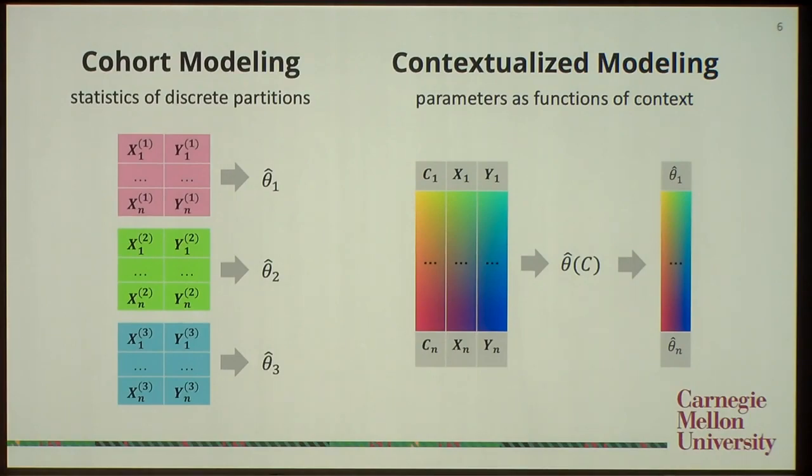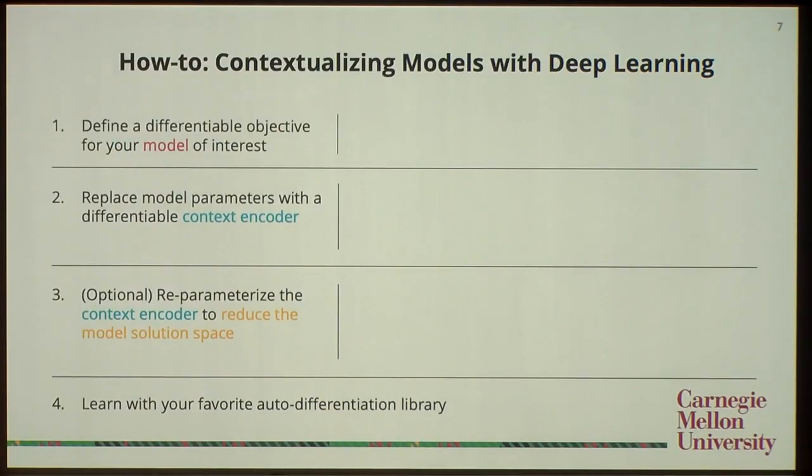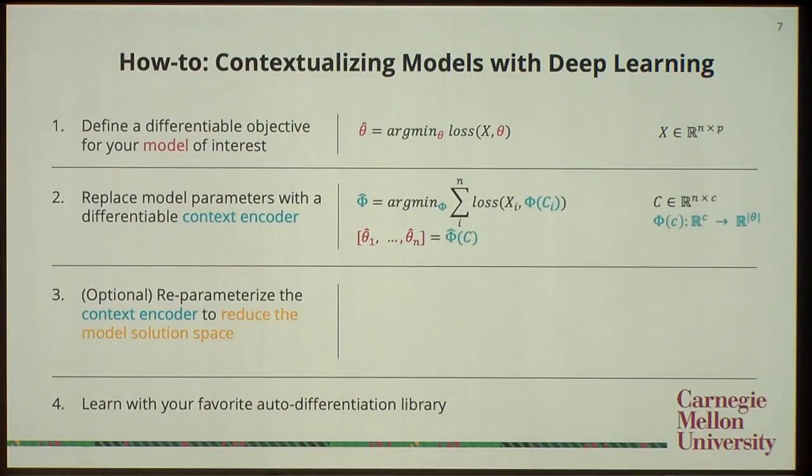So for something like learning a transcriptional regulatory model, an appropriate context might be genetic and epigenetic factors or proxy measures for these things. And so I'm going to give a quick how-to on contextualization with deep learning, because this is not just applicable to graphical models, but models in general. So first, define your differentiable objective of interest for your model of interest. We'll just call this loss. Replace your model parameters with a differentiable context encoder. Usually for us, this looks like a neural network, which maps from the context space to the parameter space, where the outputs of this context encoder will be our context-specific parameters.